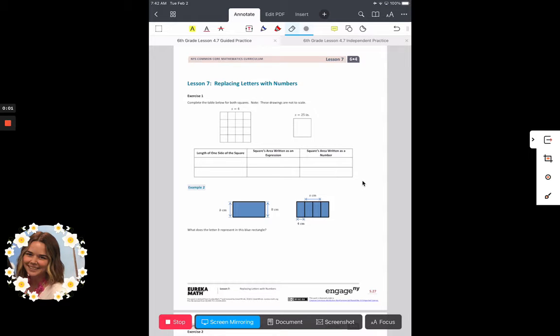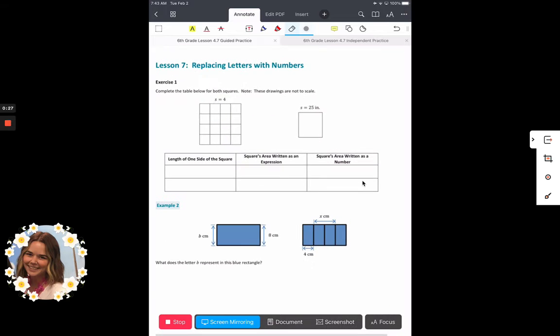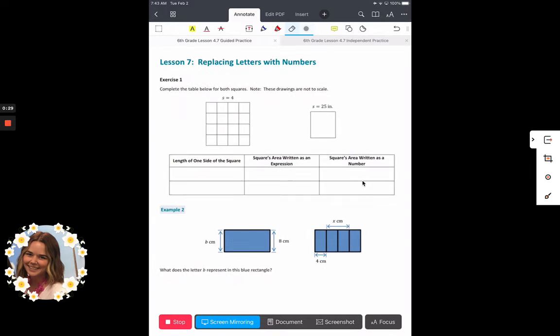Good morning, sixth graders. So today we are going to continue talking about our expressions. Today we are going to start working on replacing our letters, our variables, in an expression with some numbers to help us solve it. And we are going to be doing that a lot with the area of a square, rectangle, different shapes. So let's take a look at our first exercise.